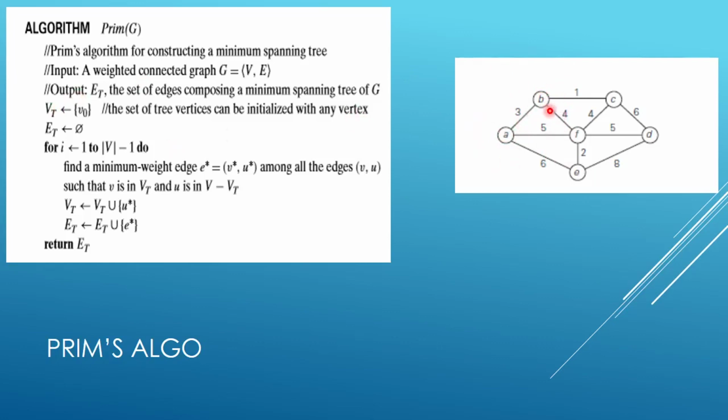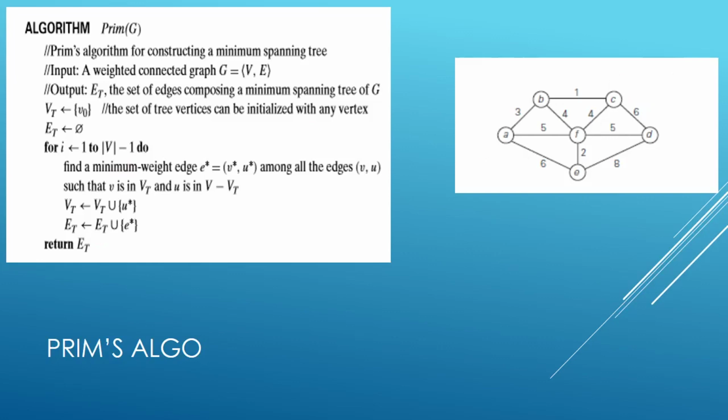And from B, what are the adjacent vertices? B to F and B to C. So these 4 edges we need to consider. Among these, which is minimum? B to C is minimum. So now add C into the spanning tree vertex set, and BC edge into the ET. This is how we have to continue further and finish traversing all the nodes.